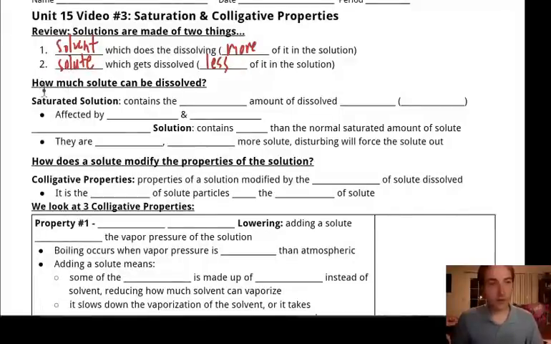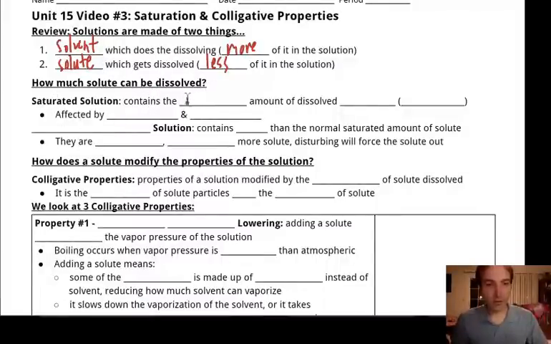So the first idea I want to talk about is how much solute can be dissolved. In other words, how do we describe this? Well, as we add solute to our solvent, eventually we're going to get to the point in which no more of the solute will dissolve in the solvent. So I'm sure you've seen this before, where you've taken sugar, you've put it into, say, iced tea or coffee or something like that, and as you're stirring it, the sugar dissolves. But at a certain point you add some sugar and it just sits at the bottom, and no matter how much you stir it, it won't dissolve. We would call that a saturated solution.